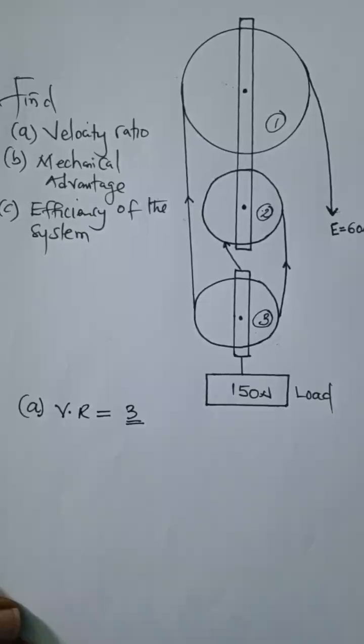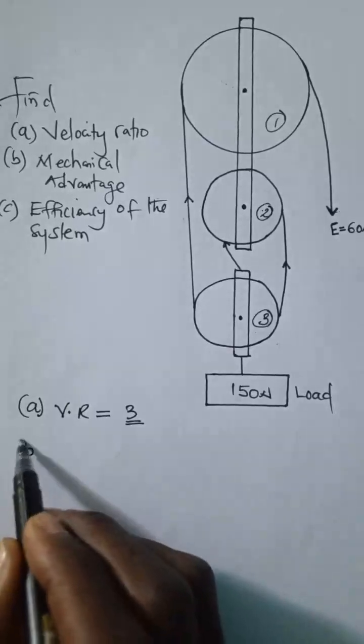Another way you can find velocity ratio, in case the number of pulleys are not given, maybe just a statement, you can look at the distances. The distance moved by the effort over the distance moved by the load will give you the velocity ratio. We go to B.